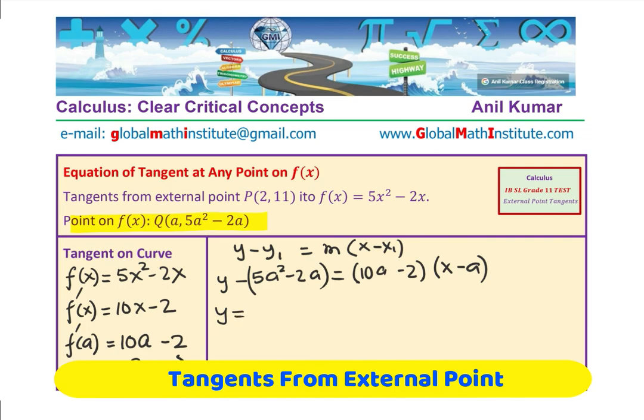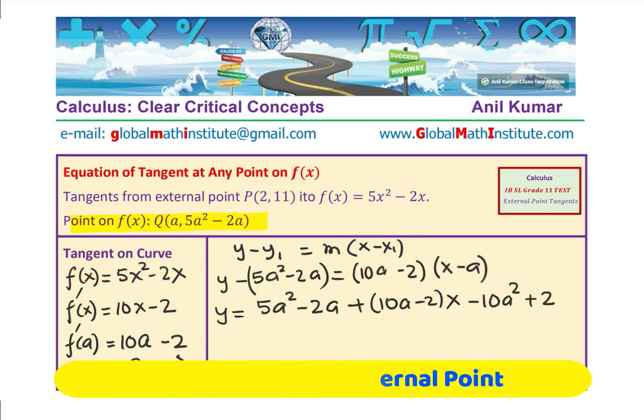Let's take all this to the right hand side. So we get here 5a squared minus 2a, taking both of them to the right hand side. Opening with x, we have 10a minus 2 times x, and multiplying with minus a, minus 10a squared plus 2a, right?